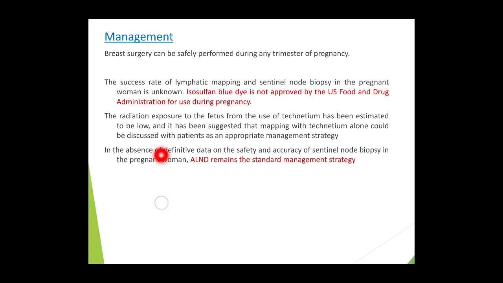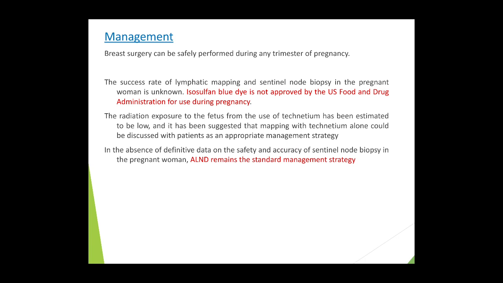The radiation exposure to the fetus from the use of technetium has been estimated to be low, and it has been suggested that mapping with technetium alone could be discussed with the patient as an appropriate management strategy. This is regarding the axillary management in the patient with breast cancer during pregnancy.